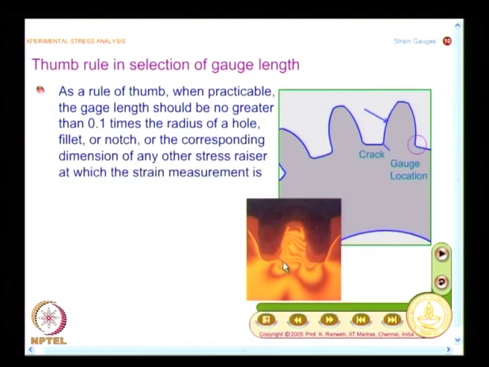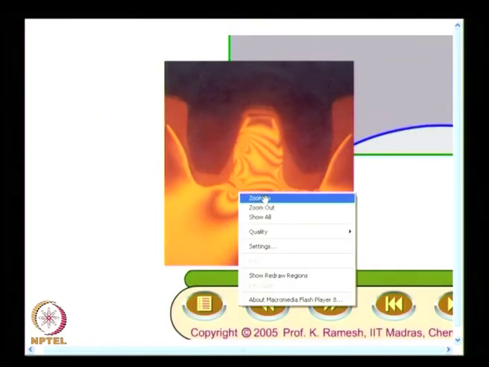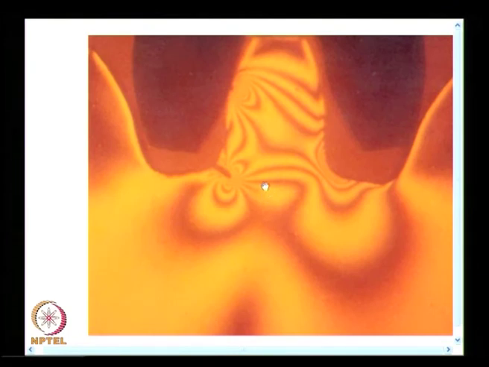I am going to look at the strain field in the case of a spur gear, and you have all done a course in experimental stress analysis where you have already seen what photoelasticity is. This is a spur gear tooth, and it is loaded. This is an epoxy model, and on the tensile side a crack has developed, so you have the crack tip stress field.